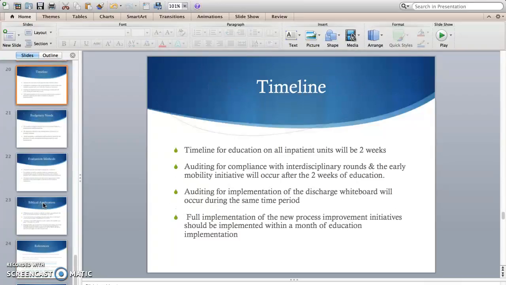So the timeline for education on all inpatient units will be 2 weeks. Auditing for compliance with IDRs and the early mobility initiative will occur after the 2 weeks of education. And then auditing for implementation of the discharge whiteboard will occur during the same time period. So then full implementation of the new process improvement should be completed within a month of education implementation.